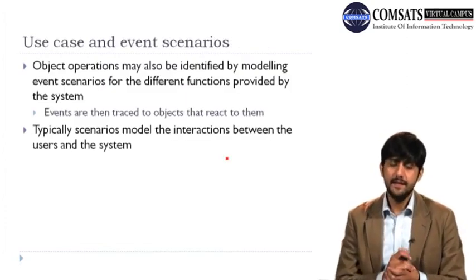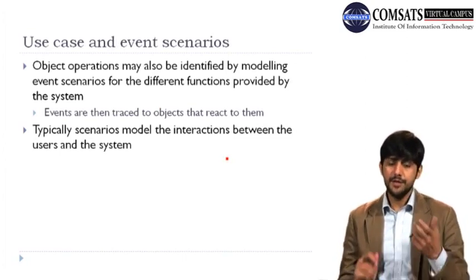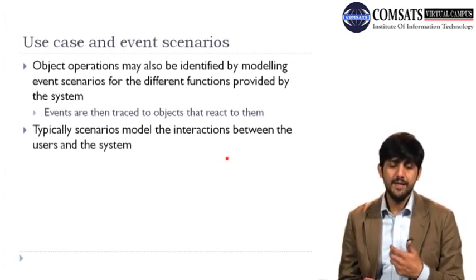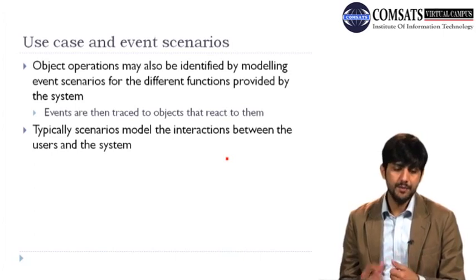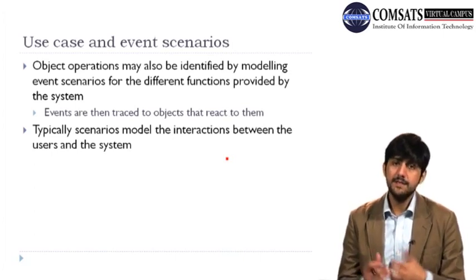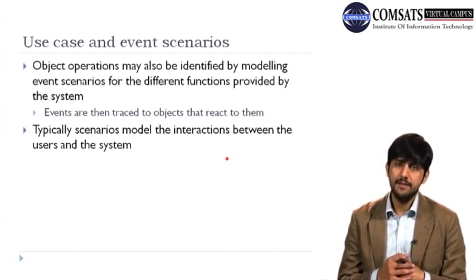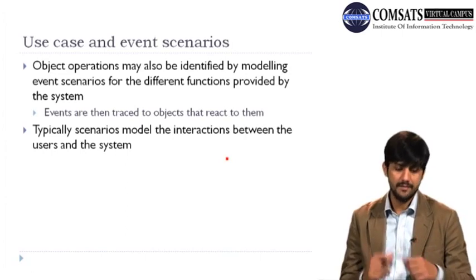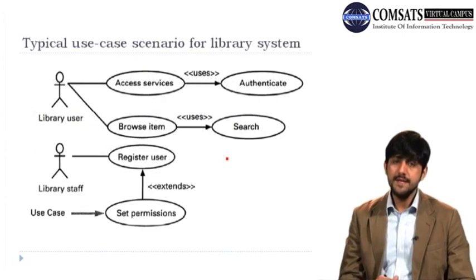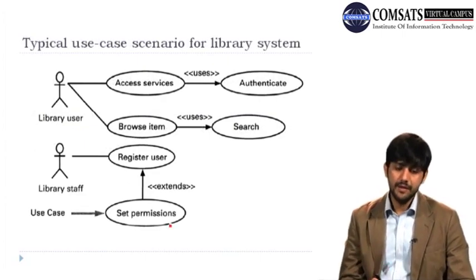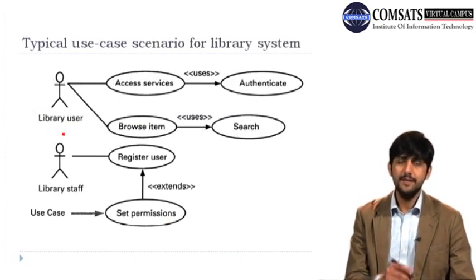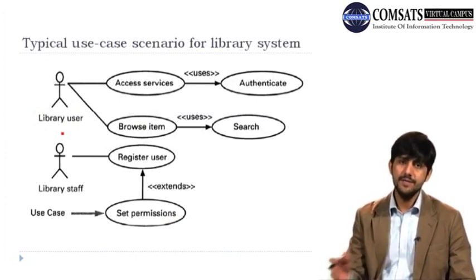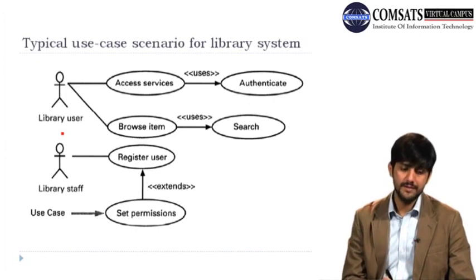Then use cases and event scenarios. Object operations may also be identified by modeling event scenarios for the different functions provided by the systems. Events are then traced to objects that react to them. Typically, scenarios model the interactions between the users and the system. So use cases are also a very useful way of doing that: we model different events and scenarios, and we trace those events and scenarios to generate those object models.